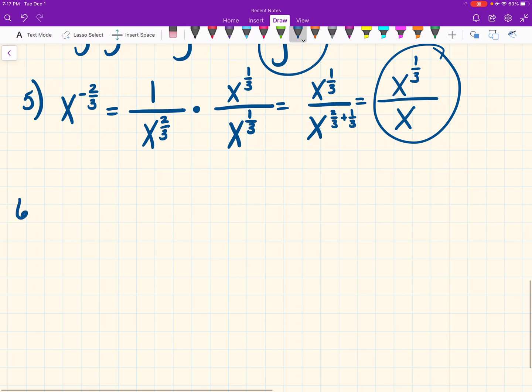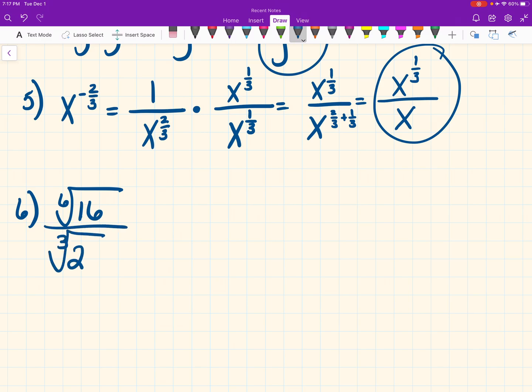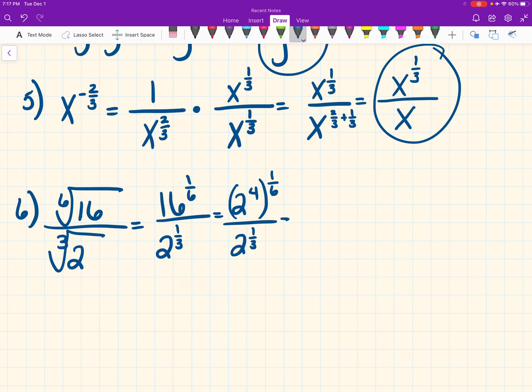Okay, now let's go to number 6. This is the 6th root of 16 over the third root of 2. Now, because this problem started out with radicals, your answer should be in radical form. But we might have to flip around a little bit. So let's change this to 16 to the 1/6, and in the bottom we have 2 to the 1/3. Now this is where you just have to start learning these. That 16 can be written as an exponent, which is 2 to the 4th. 2 to the 4th is 16. I'm going to leave the denominator alone for a minute. We're just going to deal with the numerator.